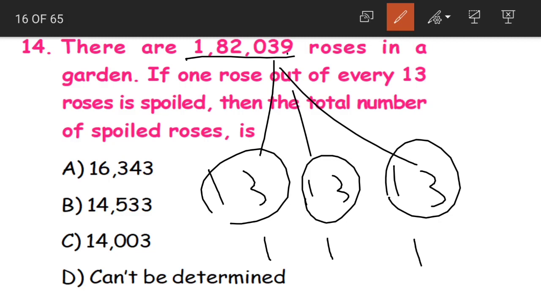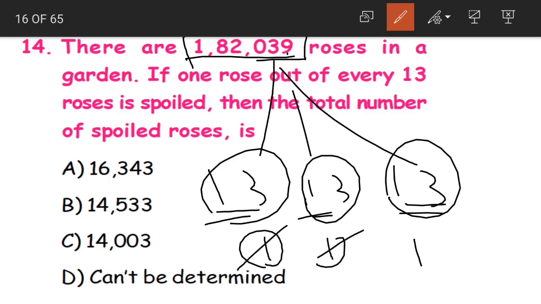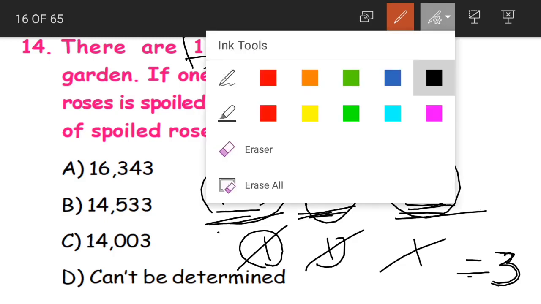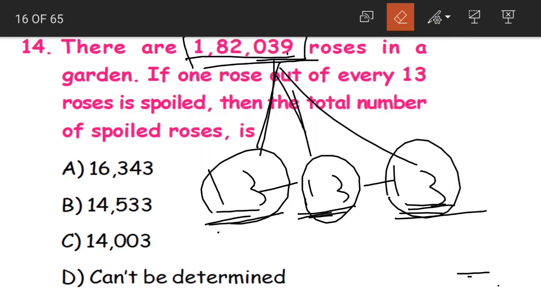If I say that the total number of roses can be divided into 3 groups of 13, then how many spoiled roses will be there, children? 1 from each group. So 1, 2, 3. Yes, the total number of groups is equal to the total number of spoiled roses. Yes or no? Understanding? See, if I say that the total number of roses can be split into 3 groups of 13, and as we know, what do we know?